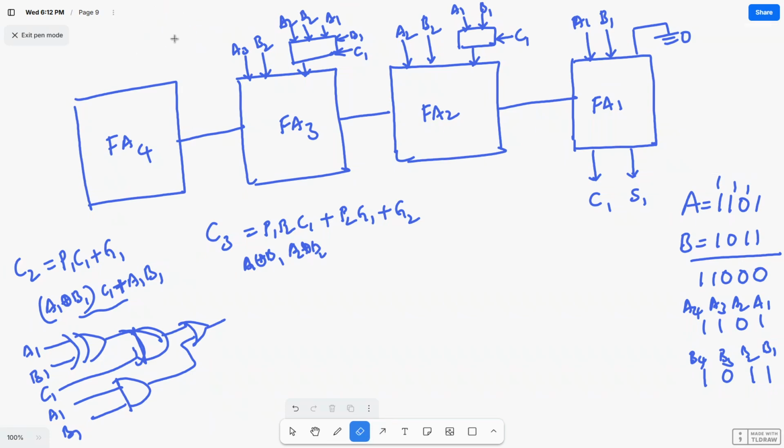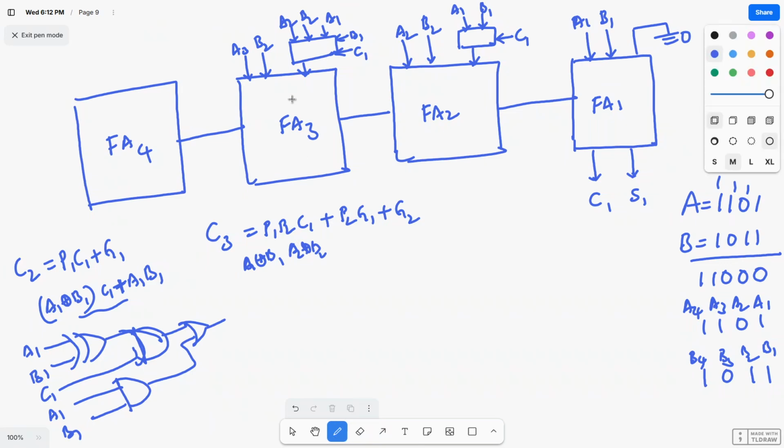You understood? Shall I move forward? Inputs are what? P1 equal to A1 XOR B1, P2 equal to A2 XOR B2, and G1 equal to A1 B1 and G2 equal to A2 B2.